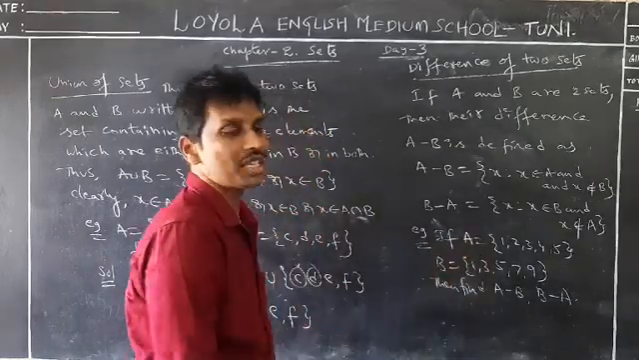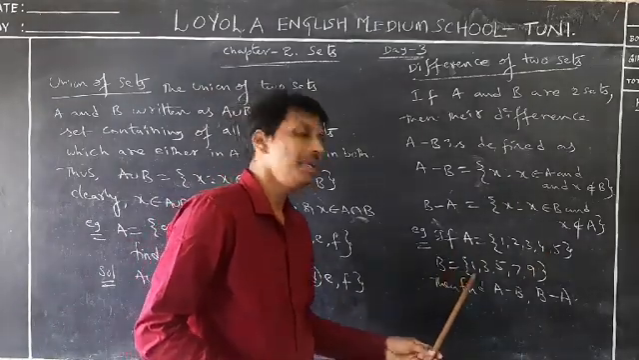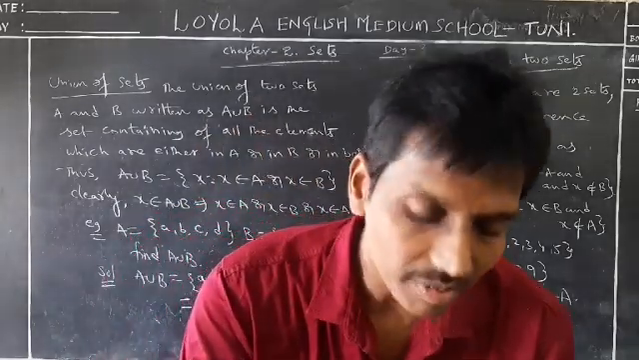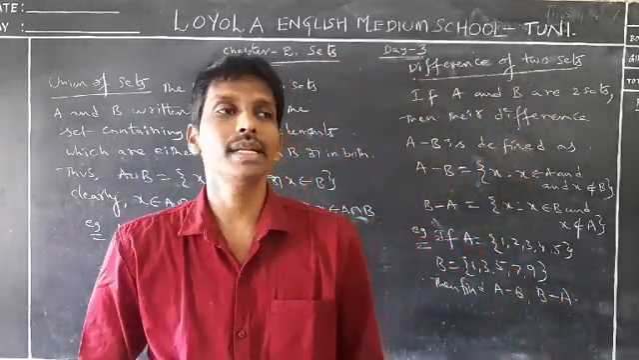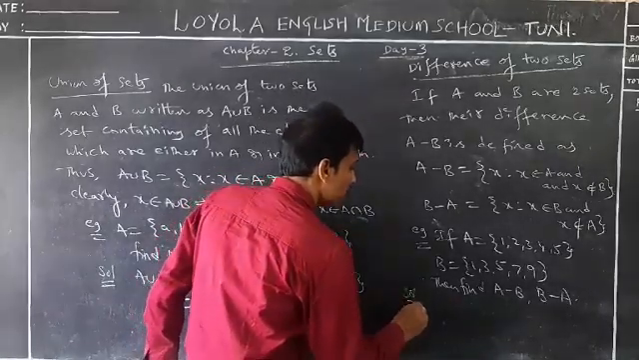Here A is equal to the set of all 1, 2, 3, 4, 5; five elements are given. B is equal to 1, 3, 5, 7, 9; five elements are given. Here we are asked to find what is A minus B and B minus A. Let us see the solution.